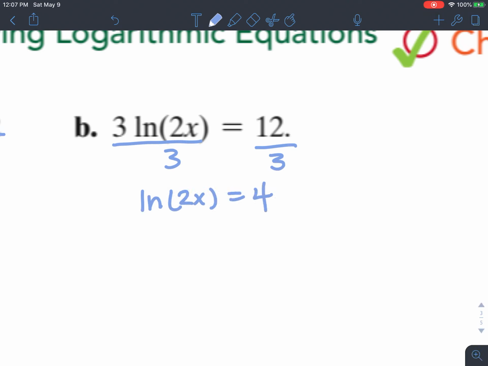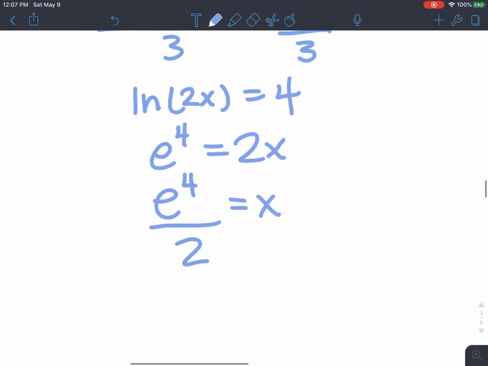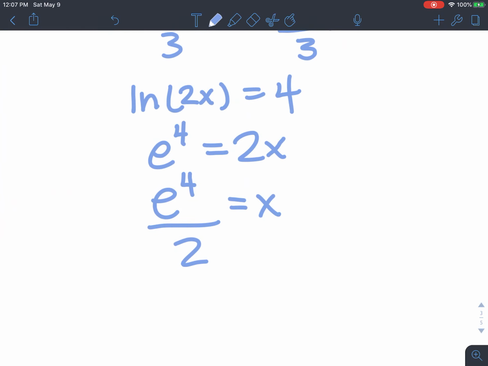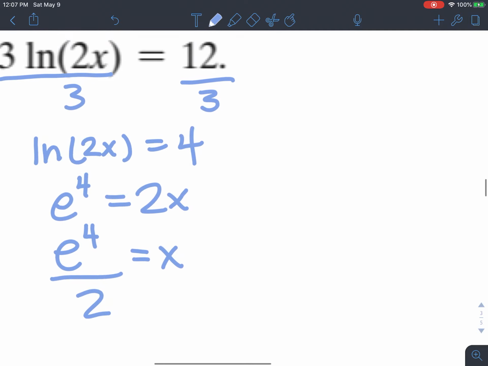So that's ln of 2x equals 4. Remember that the base on an ln is e, so to change that to an exponential, it's going to be e to the 4th equals 2x. Divide by 2, so e to the 4th over 2 equals x. Oftentimes with e, we just leave it as e and we never actually find out the decimal. So just keep that in mind.